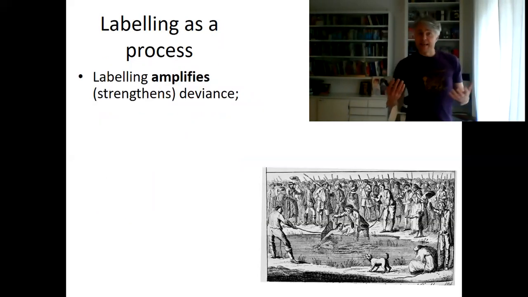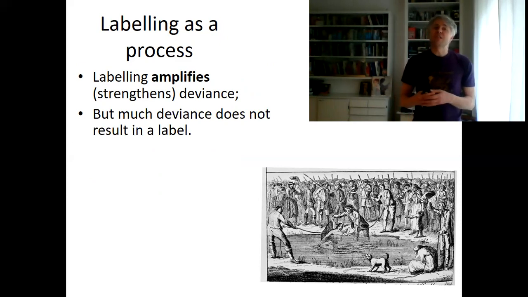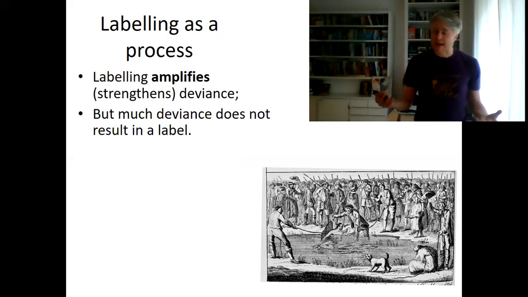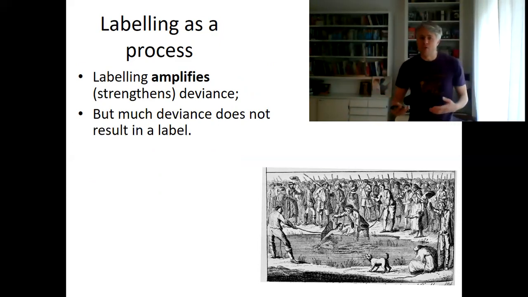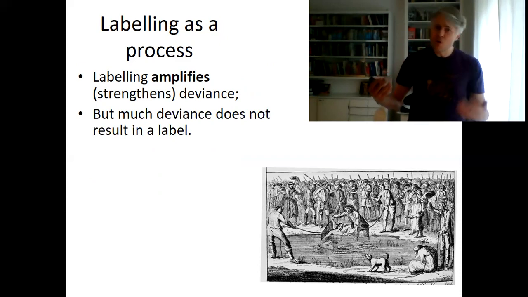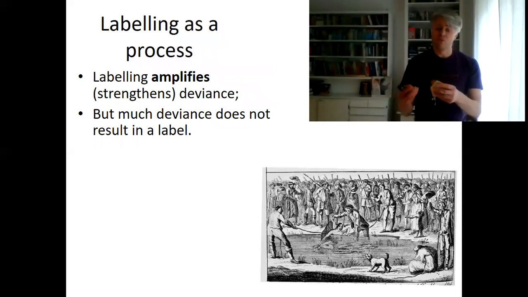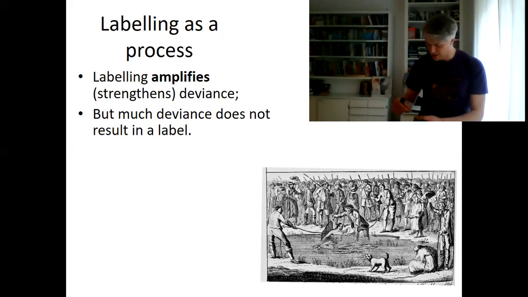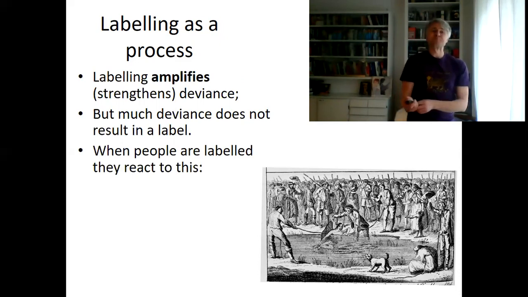Labeling is a process. Labeling amplifies deviance, okay? So it makes your deviance stronger. But much deviance does not result in a label, okay? I'm forced to carry my label because I don't speak German perfectly. So when Germans see me, they may think that I'm one of them, but when they hear me, they think, oh, right, he's not one of us. He's an Ausländer. Oops, I've lost my label. It's not that easy in real life. In real life, these things actually stick onto you. They don't normally fall off. Let me try and make it a little bit stronger. That's not a social work thing to do.